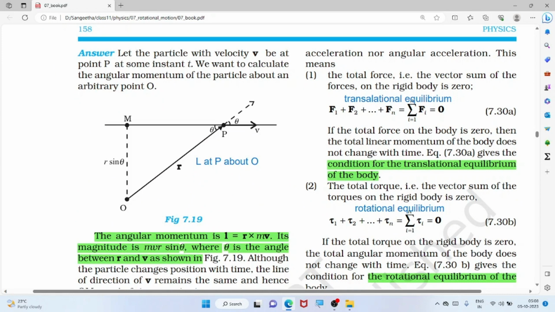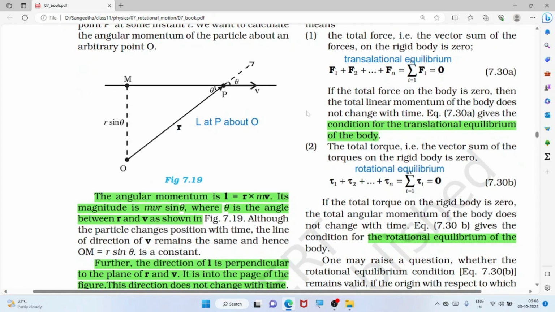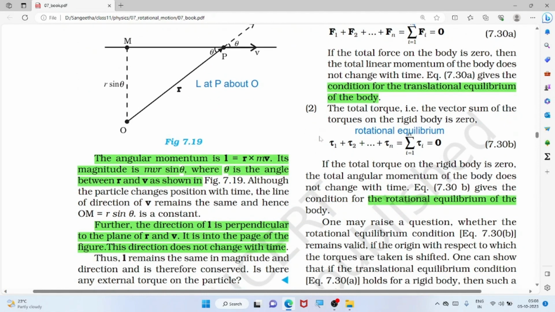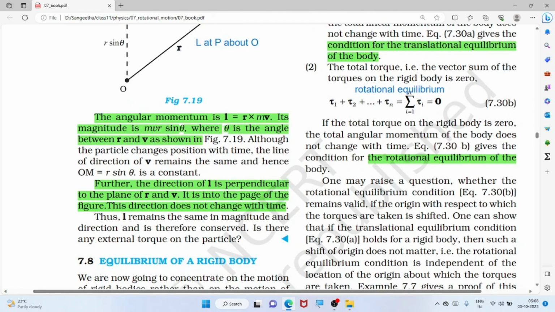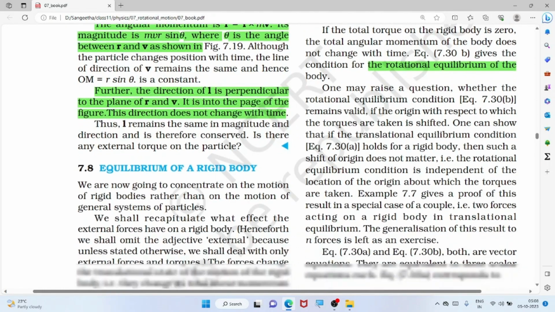This is the condition for translational equilibrium: the summation of all forces is equal to 0. This is the condition for the rotational equilibrium: the summation of all torques is equal to 0.